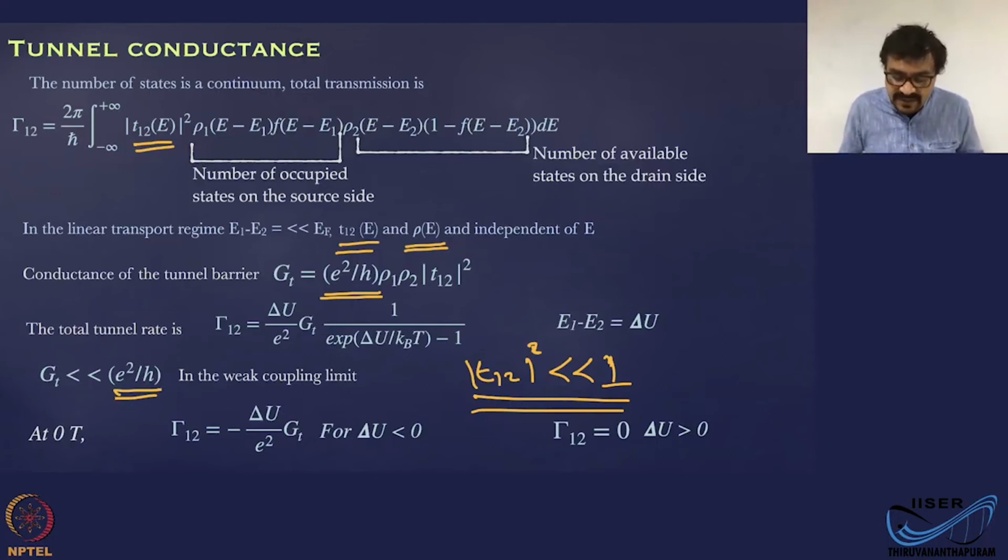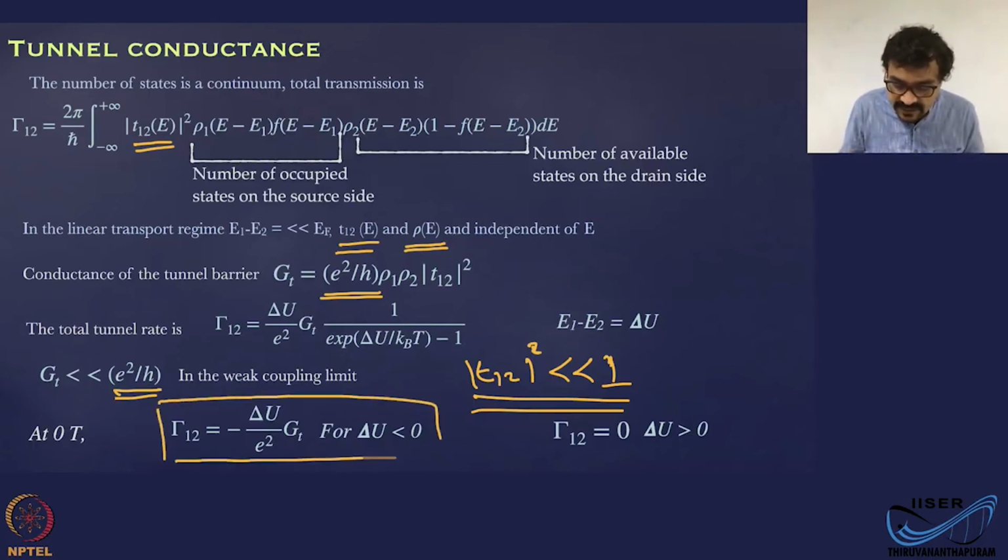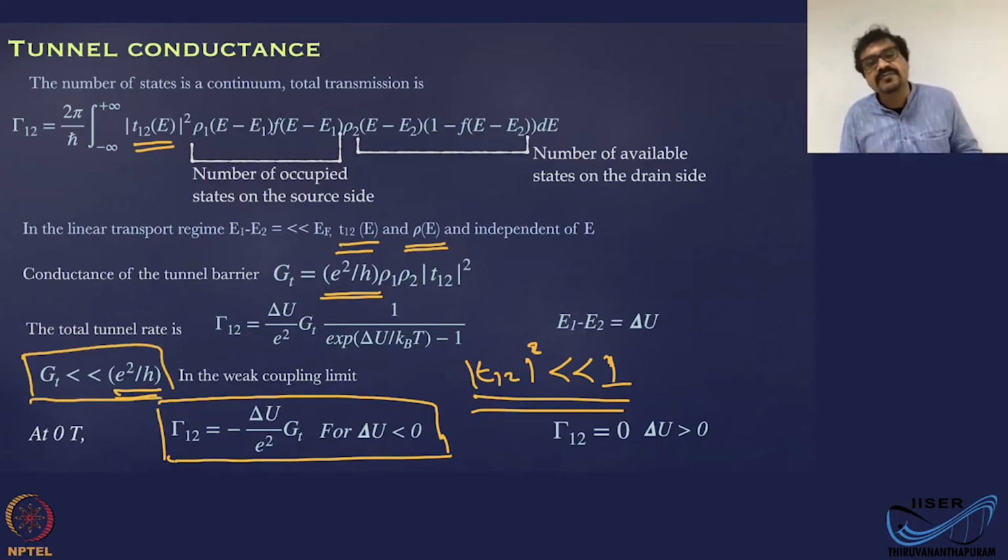Okay. So we now have the expression for the tunnel conductance at low temperature, that is this one here, from the source side to the drain side, when there is an energy gain. Okay. And this is valid when GT, the tunnel conductance, is far less than the conductance quantum. That means they are not connected by completely transmitting channels. That's what it means. Okay.